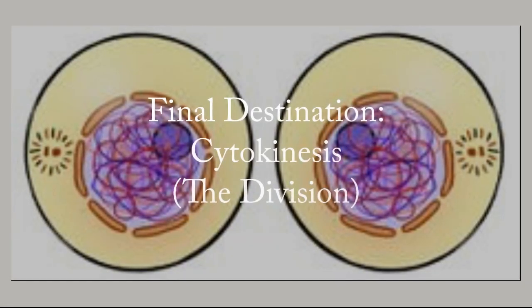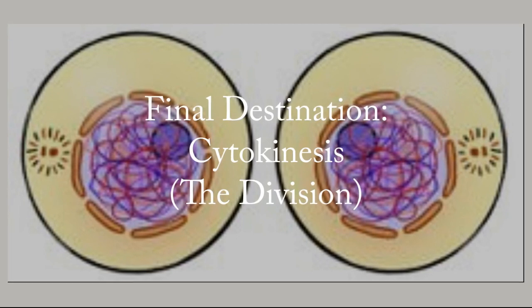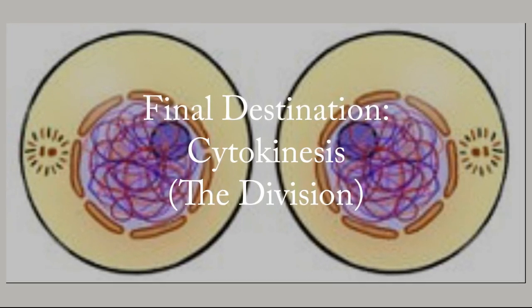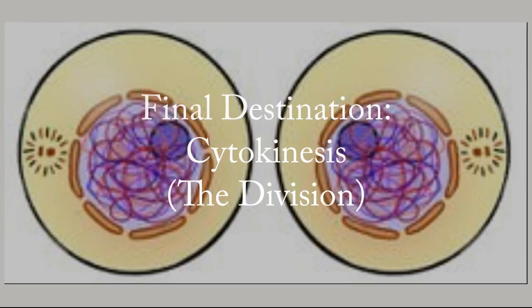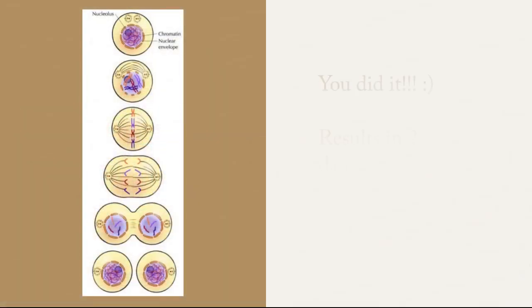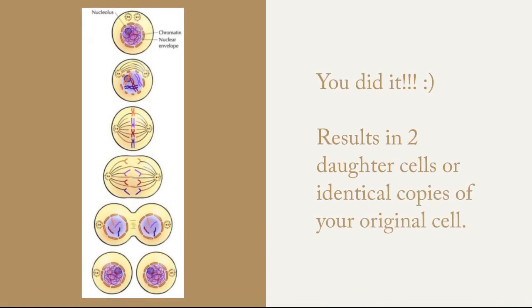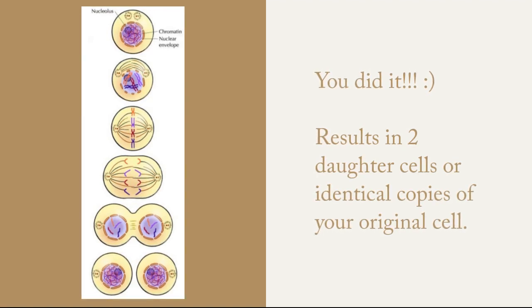Cytokinesis, we made it, guys. This is where you now have two final daughter cells, and they're each duplicate copies of the DNA of your original cell. So cytokinesis is basically just the final split. That's it, guys. So we have the cell cycle. Other than the interphase, we have mitosis, starting with prophase, metaphase, anaphase, telophase, and finally cytokinesis.